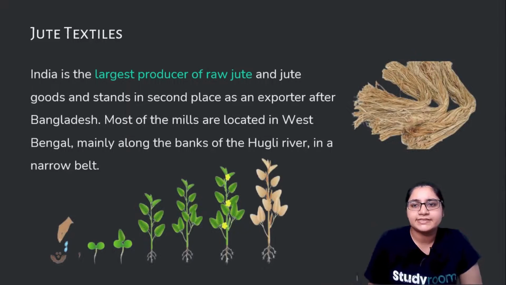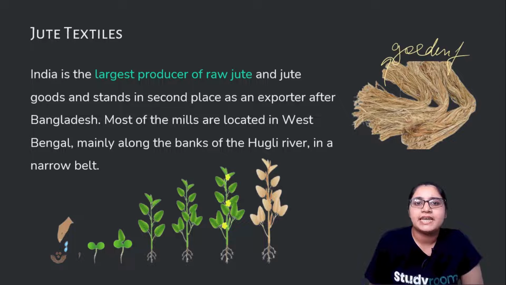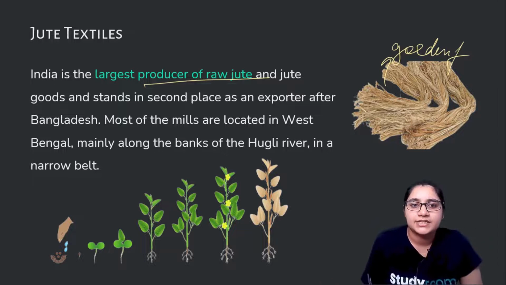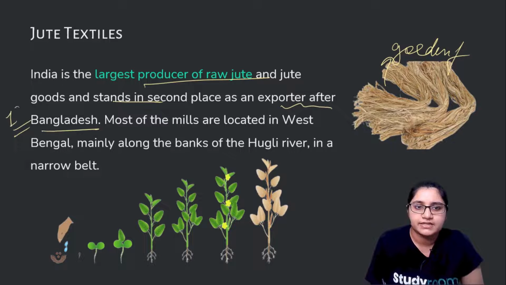Then comes our jute textiles. It is a golden fiber. You all know jute is known as the golden fiber. India is the largest producer of raw jute and jute goods and stands in second place as an exporter after Bangladesh. Okay, first one is Bangladesh here.